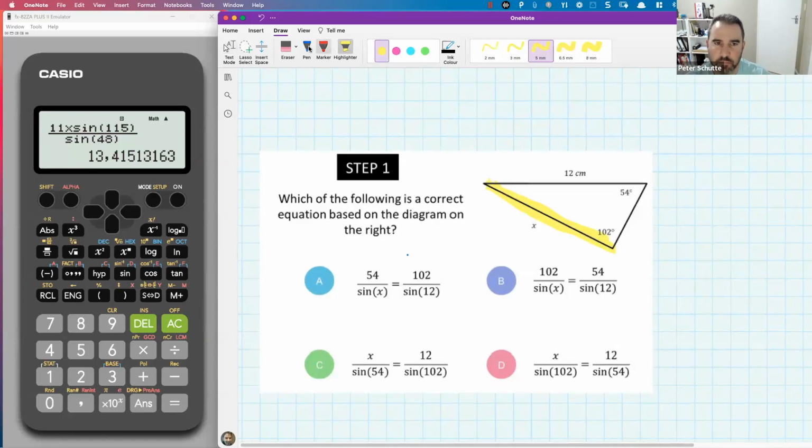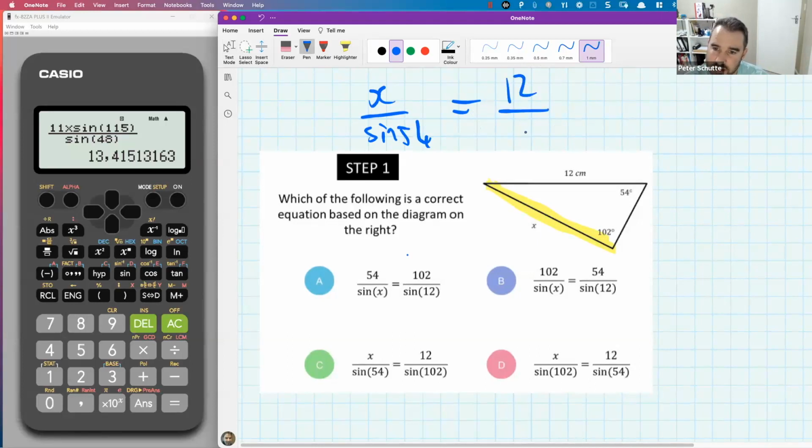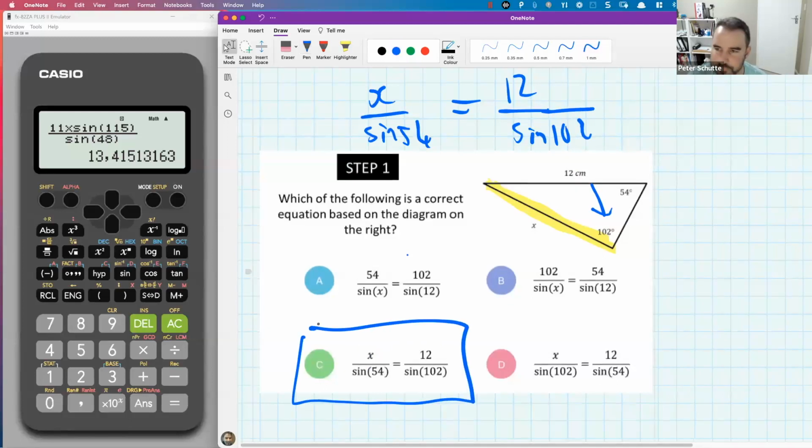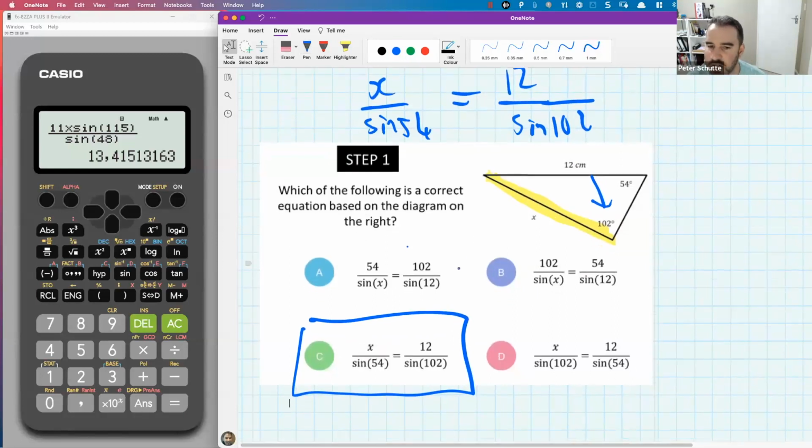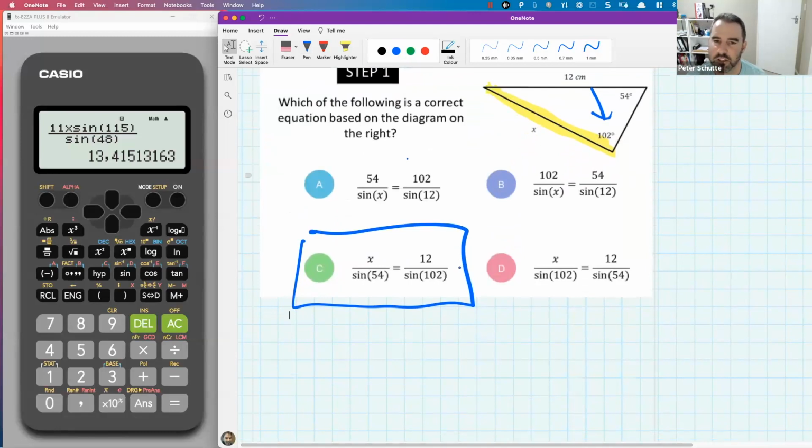So because I'm solving for a side, I know x over the sine of 54. And then what matches with that? I guess I need another side. And then I need the angle opposite that. Which one matches that? Everyone seems to be saying C. Do I agree? Yep, I agree. C is the correct answer. Well done, everyone. You are getting the sine rule, chop, chop.